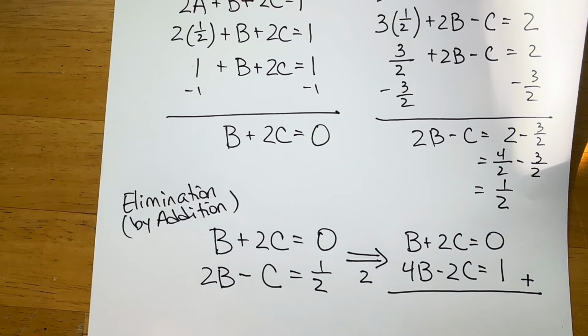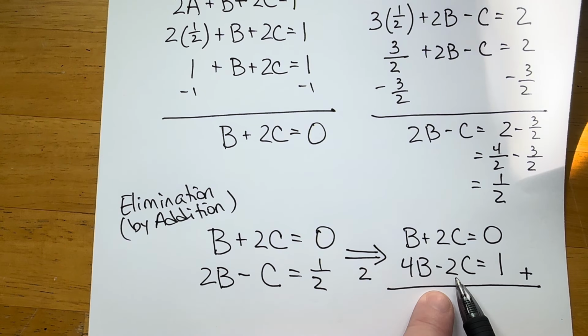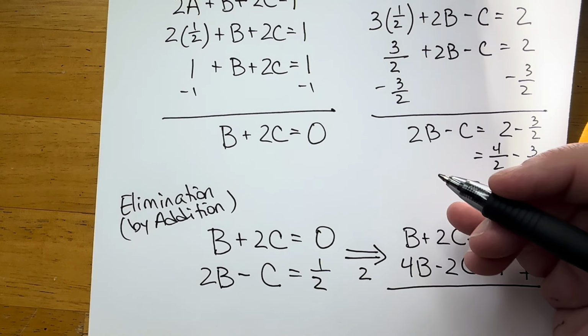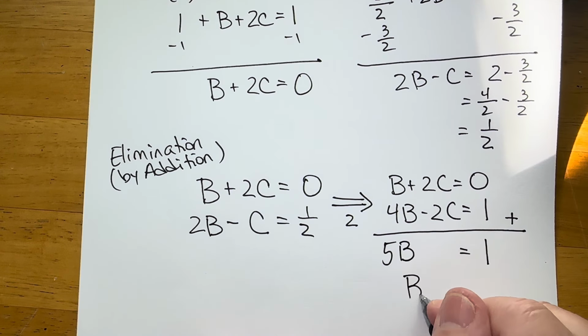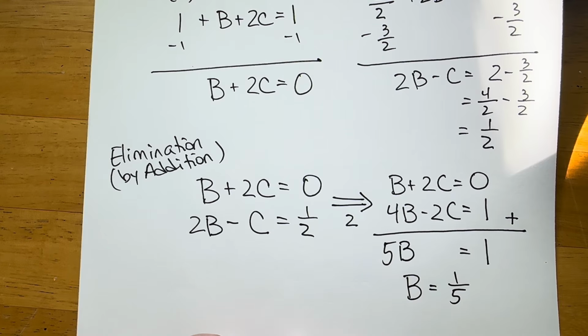So this method is called elimination, or elimination by addition. You take your 2 equations, and you multiply either one of them by a number, or both of them by a number. In this case, I'm just going to multiply the bottom by 2. And the thing that I notice is I get a negative 2C down here in the second equation. So when I add, I get 5B. The C's cancel out and I get 1. In other words, B equals 1/5. Okay, so far so good.